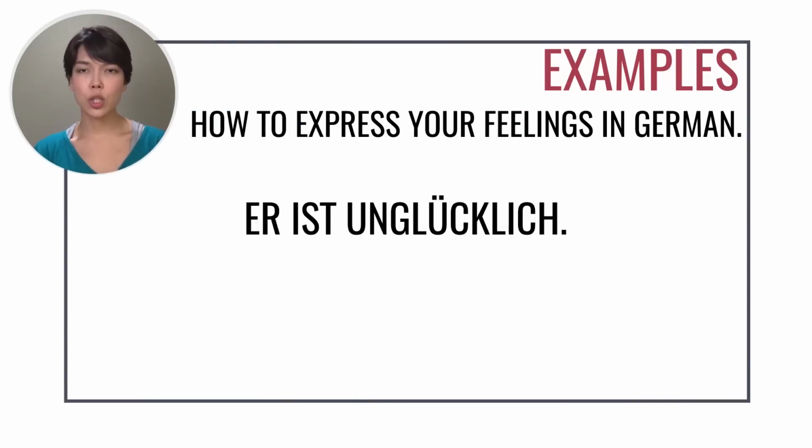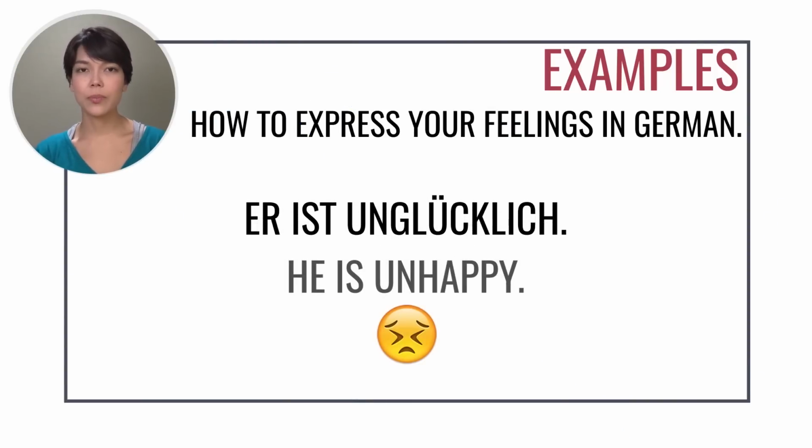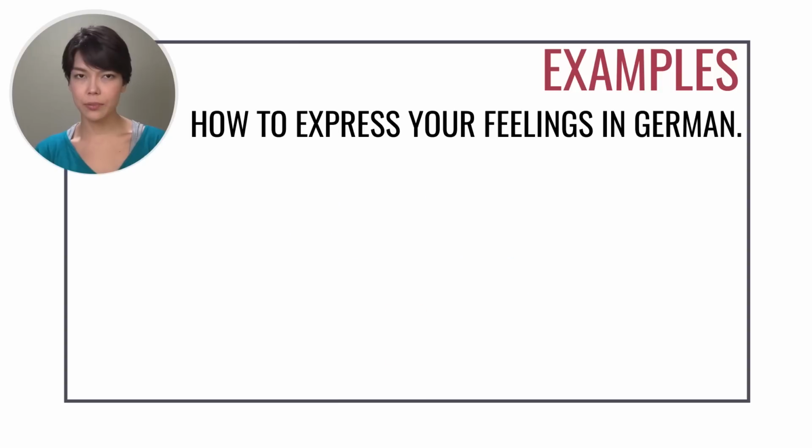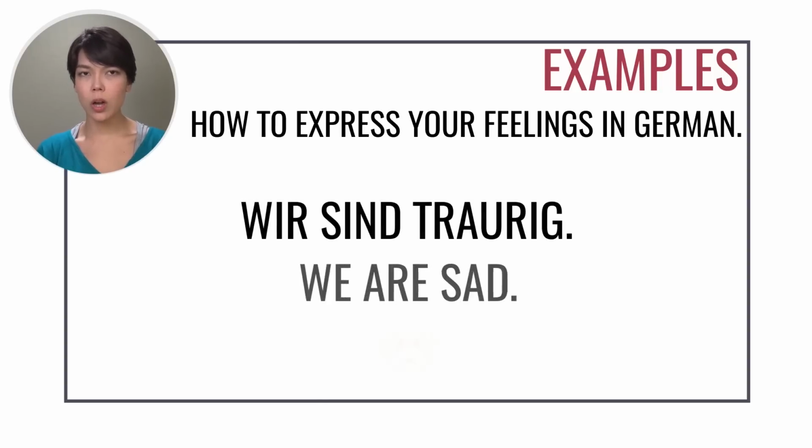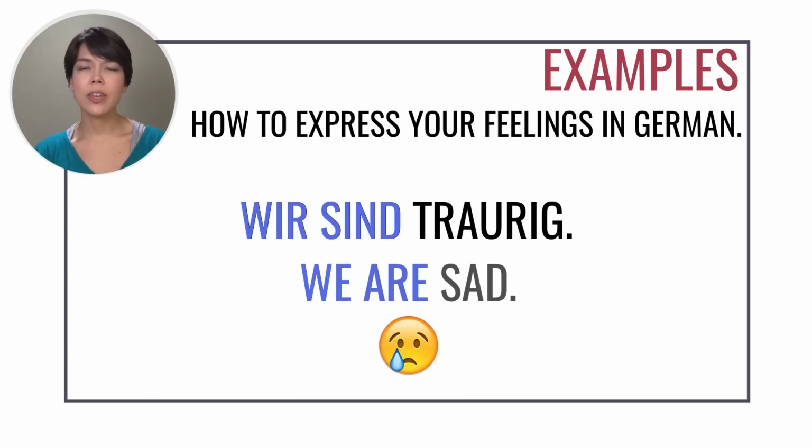Next, er ist unglücklich. He is unhappy. Here we have the word er meaning he, followed by ist, a conjugated form of the verb sein, to be, and the adjective unglücklich, unhappy. So altogether it means he is unhappy. Wir sind traurig. We are sad. Here we have the word wir meaning we, followed by sind, a conjugated form of the verb sein, to be, and the adjective traurig, sad. So altogether it means we are sad.